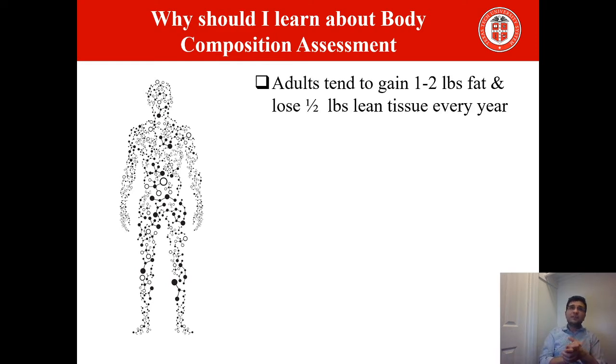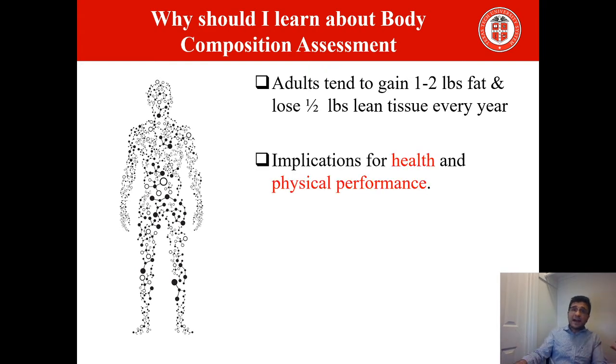The first one is that as adults, as we age, we gain about a couple of pounds of weight, or fat mass to be specific, every year, and we lose approximately half a pound of lean body mass every year. So it means that we are accumulating more and more fat, and we are losing lean mass. This is dangerous, and this has really bad implications on our health, physical fitness, and performance.